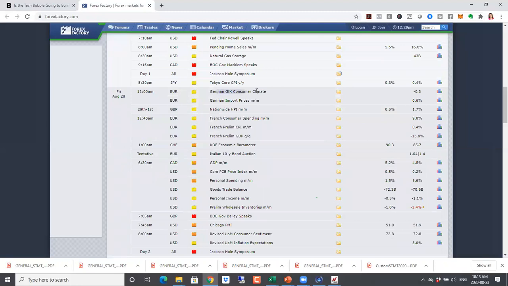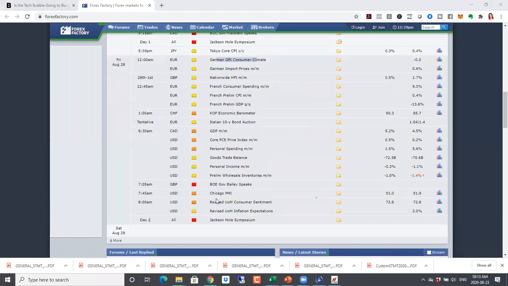And then, of course, we have consumer numbers here out of Eurozone. If these numbers improve, that would be good for euro. And going into Friday here, we have US data here, Canadian GDP numbers, and we also have personal spending numbers here. And of course, we have Bank of England Governor Bailey speaking.